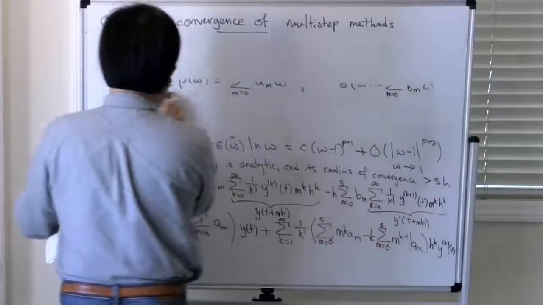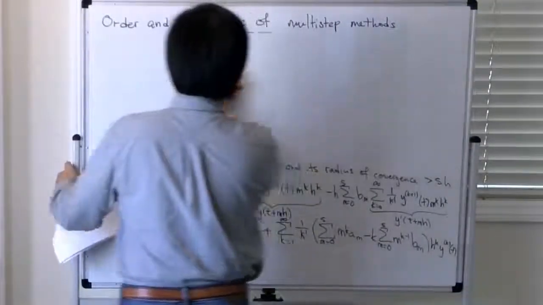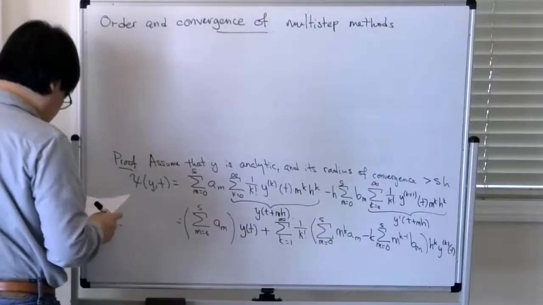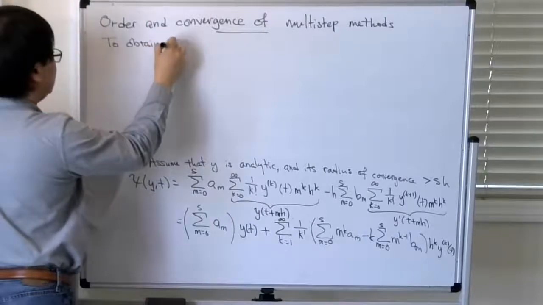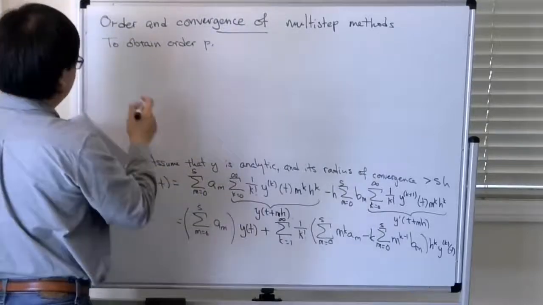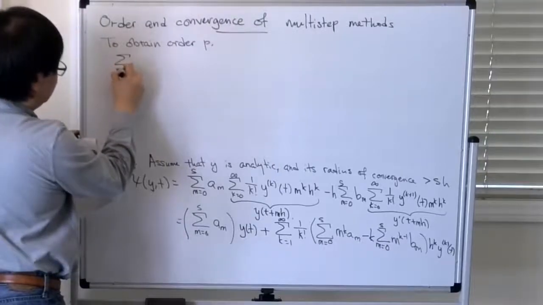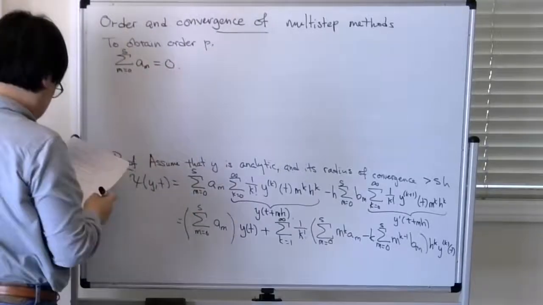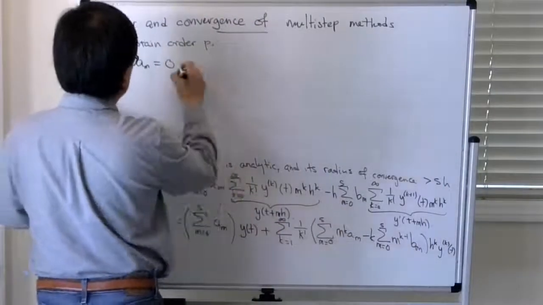So I'm just going to erase this part here for now. Okay, so you have this coefficient. So to obtain order p, what you need is the following: that this term vanishes, the sum from m equals 0 to s of a_m is equal to 0. And then these terms have to vanish as well.